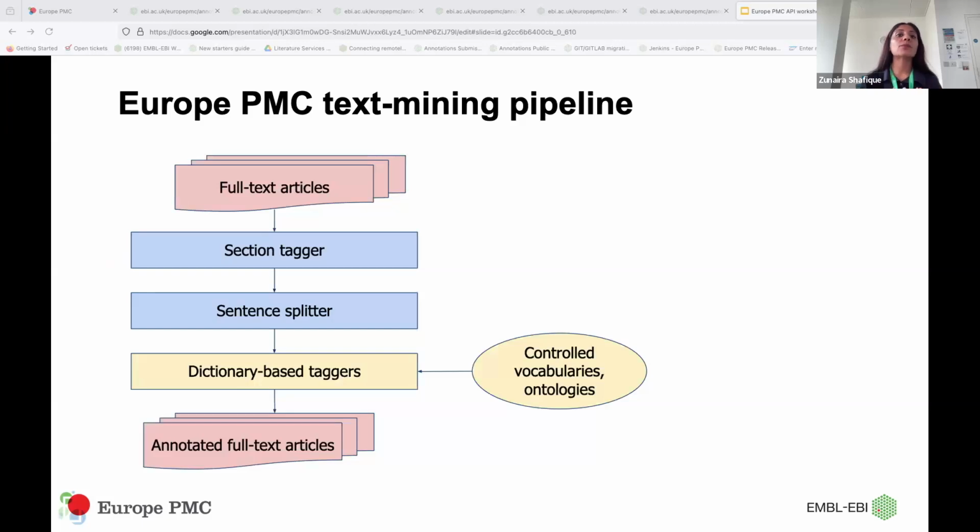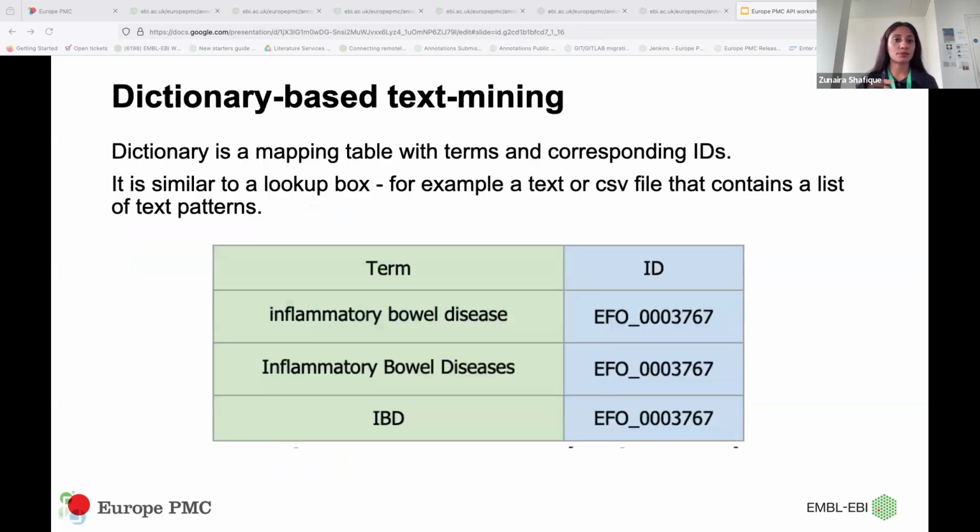So our text mining pipeline process consists of a set of sequential steps. These steps are fairly uniform while mining both full text and abstracts. This includes section tagging, where we identify different sections such as introduction, abstract, etc. Then we proceed with splitting the sentences of those sections. After that, we proceed with the tagging process by applying dictionaries. These dictionaries are developed from database entries or ontologies.